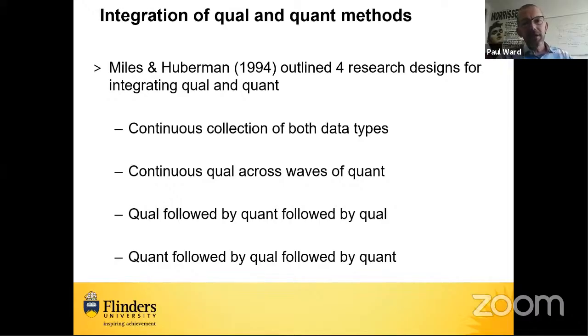In the integration of qualitative and quantitative methods, there's a book by Miles and Huberman quite a long time ago that outlined 4 research designs around how to integrate qualitative and quantitative methods. And they talk about these 4, and I'm going to go into each of these: a continuous collection of both types of data over time, continuous qualitative research over time with some waves of quantitative, a qualitative study followed by quantitative, followed by qualitative, or the other way around.